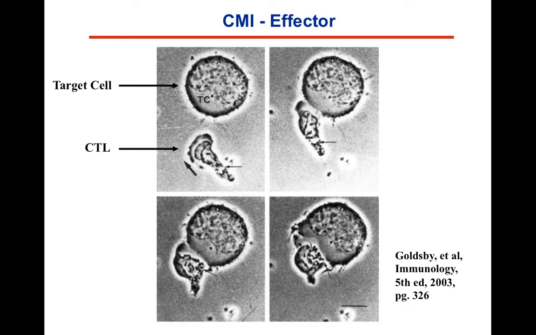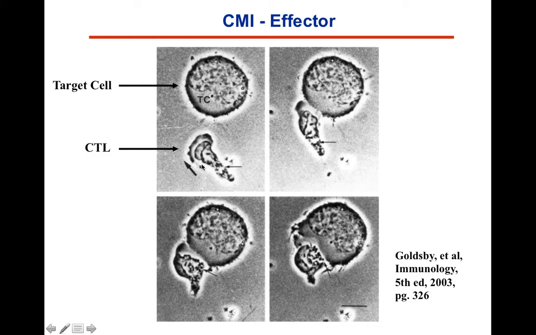Okay, so let's take a look at this effector phase. We're back looking at CMI, and let's take a look at this effector phase. So here's a picture in which you have a target cell. Here's a CTL, and these cells are not round actually.